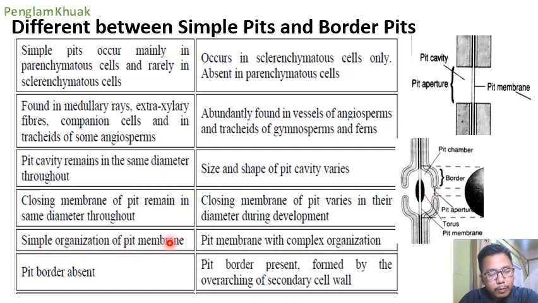Simple pits have a simple organization of the pit membrane. In border pits, the pit membrane is complex in organization. Here the pit membrane contains a torus, and after that margo will be present. In simple pits, the pit border is absent. Here there is no pit border, and no secondary wall deposition takes place within the pit aperture. But in border pits, secondary wall deposition takes place. Because of that, it is called border pits.